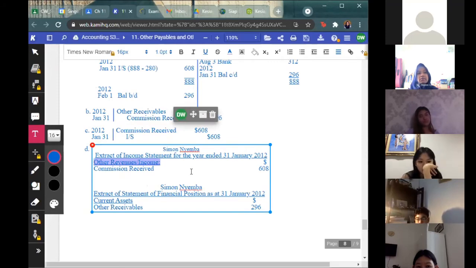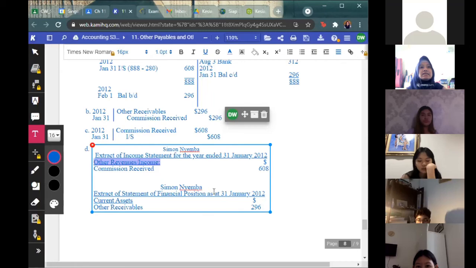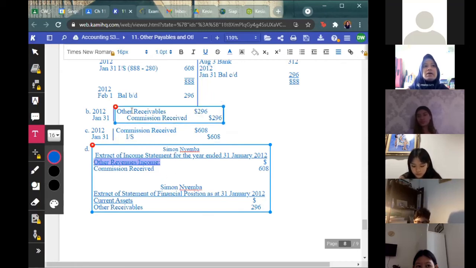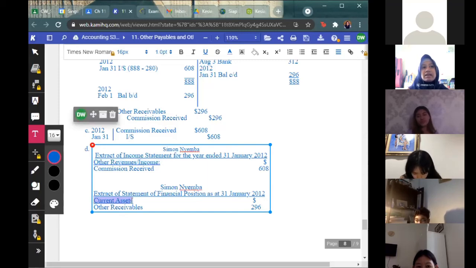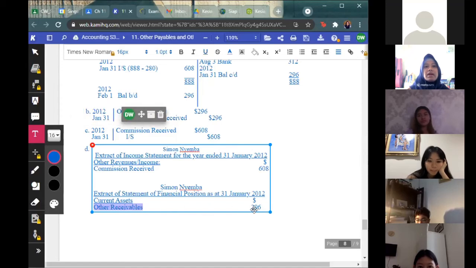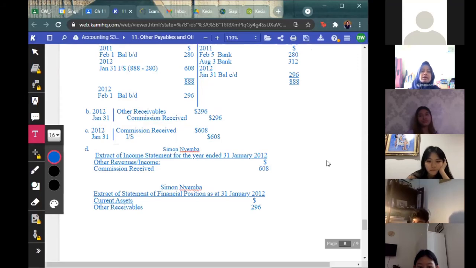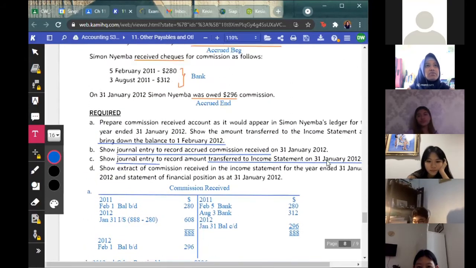Next, for the extraction of the statement of financial position as at 31 January 2012, since we have other receivables, which is an asset, you have current assets as the heading section. The heading section will be current assets, and then the name will be other receivables, and the amount is the amount representing that other receivables, which is 296. Okay, done. That's for accrued income.